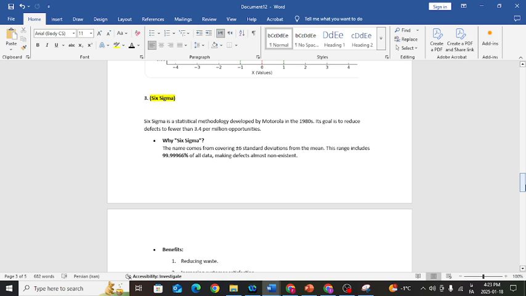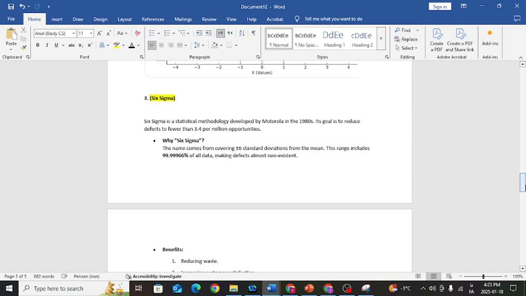It is very important. Six Sigma is a statistical methodology developed by Motorola in the 1980s. Its goal is to reduce defects to fewer than 3.4 per million opportunities. Oh, it's amazing. Why Six Sigma? The name comes from covering plus 6 and minus 6 standard deviations from the mean.